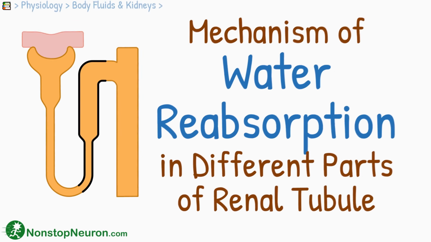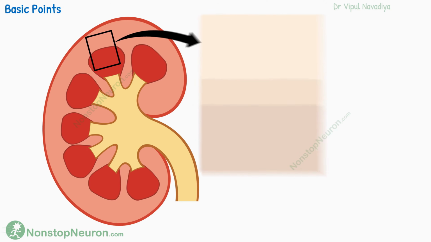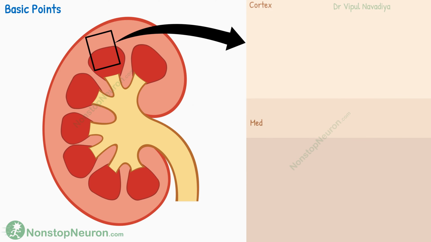In this video, we will talk about the mechanism of water reabsorption in different parts of the nephron. But for that, we need to see some basic points first. Inside the kidney, we have cortex and medulla. The medulla is further divided into outer and inner medulla.